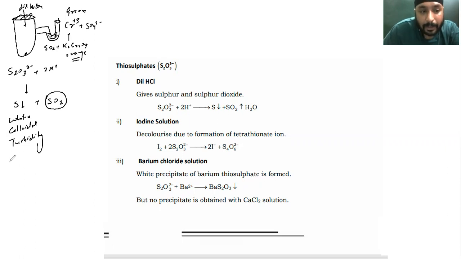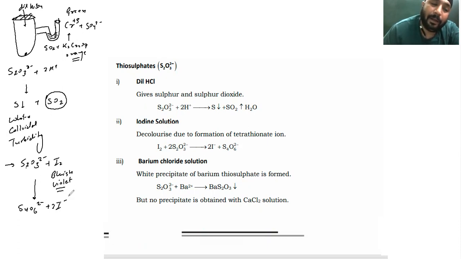Now, what about the confirmatory test? In the confirmatory test, you will first add iodine solution. You know that thiosulfate will react with iodine, which has a bluish violet color. Obviously, thiosulfate will get oxidized to tetrathionate ion and iodine gets reduced to I minus. The blue color of iodine, the intensity of that color decreases, which confirms the presence of thiosulfate ion in it.